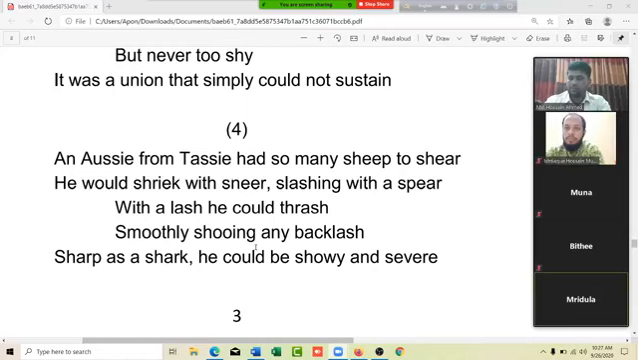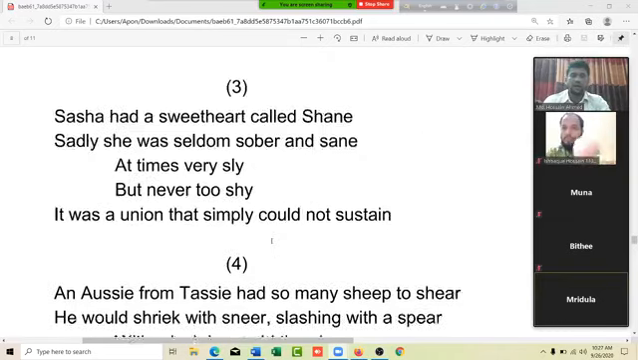Poem number 4. An Aussie from Tassie had so many sheep to shear. He would shriek with snare, slashing with a spear. With a lash he could thrash, smoothly showing any backlash. Sharp and showy, he could be severe. Okay, thank you. Now, Hasina.